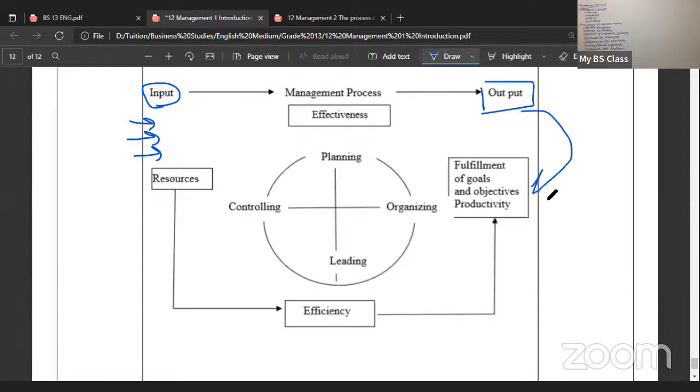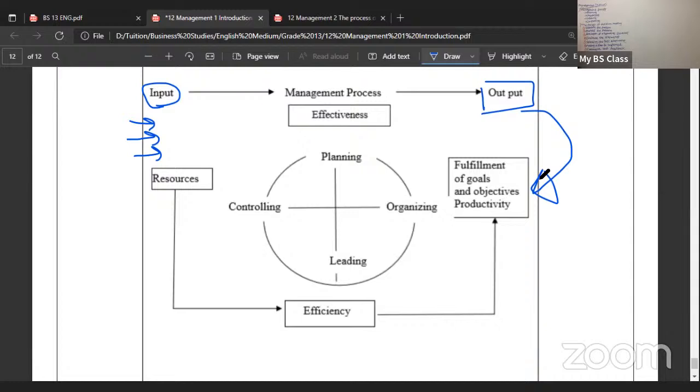Which means that in an organization, by utilizing the resources that you have in an efficient and effective manner, while conducting these 4 steps of planning, organizing, leading, and controlling, you will surely end up with the expectations which you tried to draft at the planning stage, which is achieving goals and objectives, what we expect as the output.